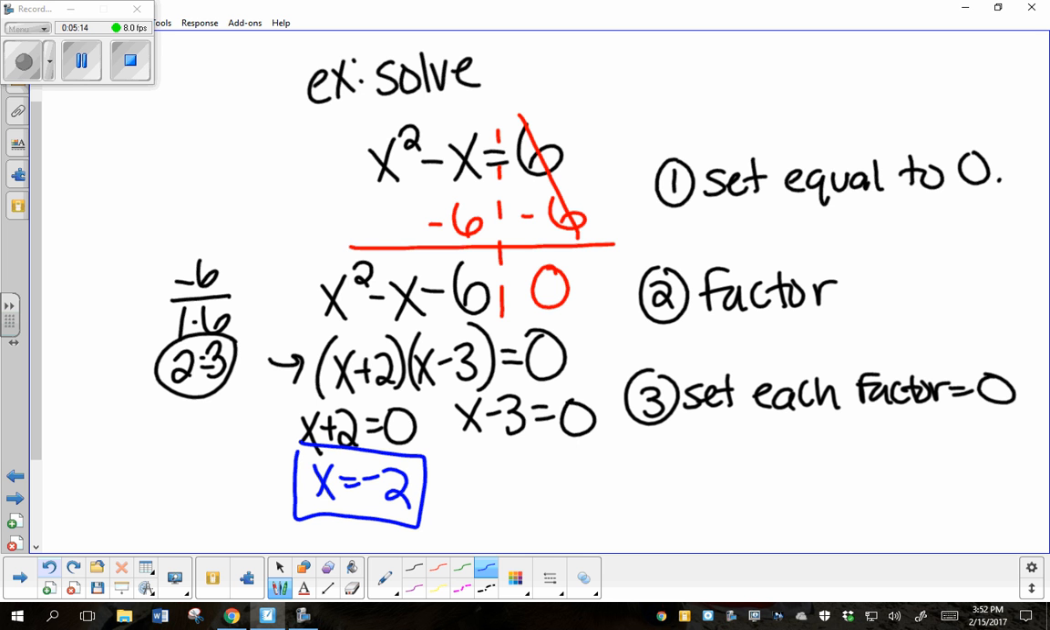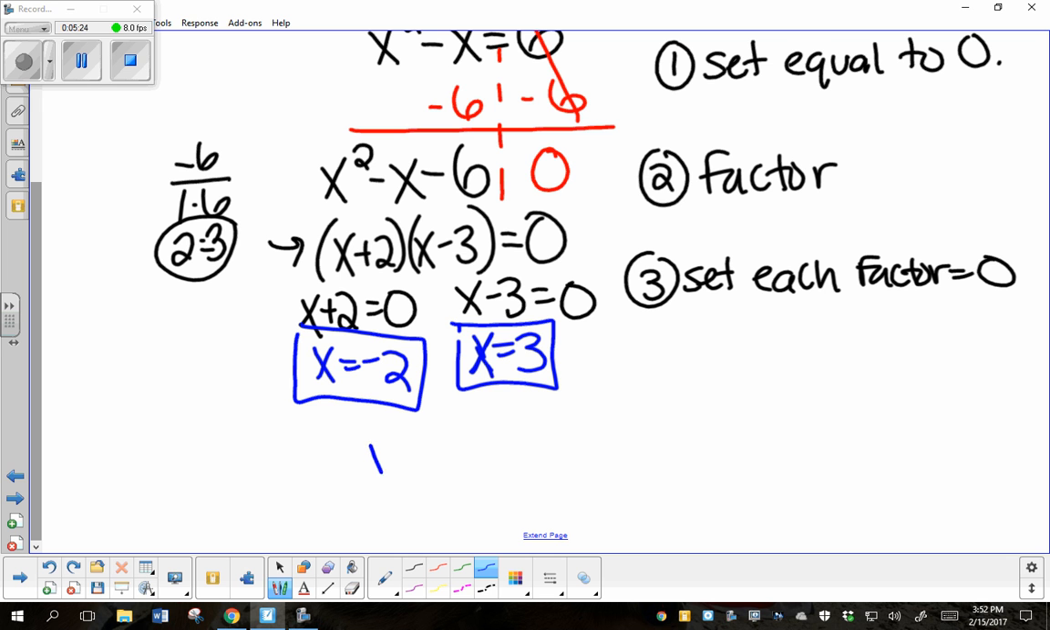That one was easy. On this one, what minus 3 is 0? Well, 3 minus 3 is 0. So x is 3. So I have two answers to this. My solutions are that x equals negative 2 and 3.